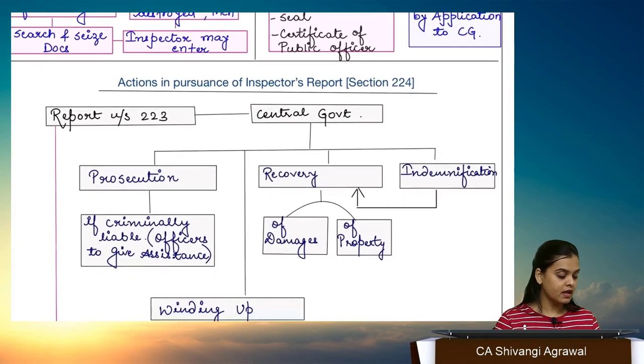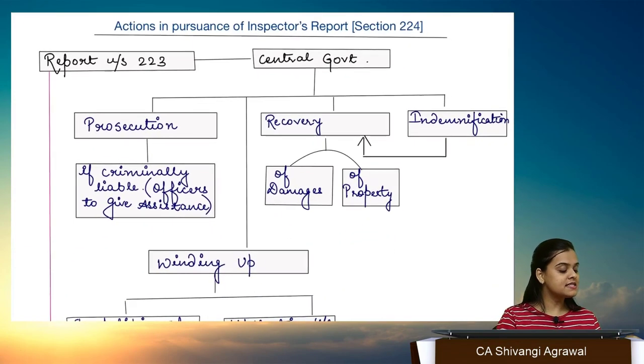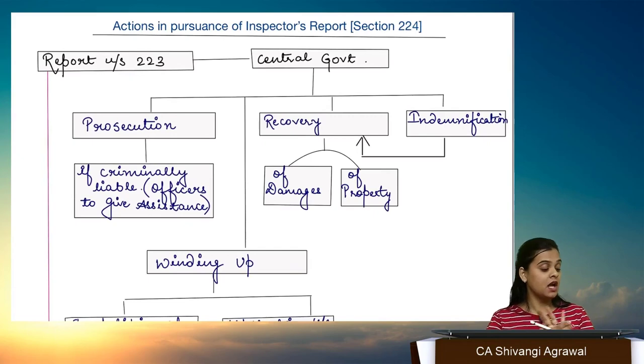Okay. Now, when central government receives the report, what actions can it take in pursuance of the report? Central government receives the report, studies it and finds out that, okay, these five people were involved in fraud. So undoubtedly these five people have to get punishment. So central government will initiate prosecution against these people. So legal proceedings will be started and adequately they will be punished.